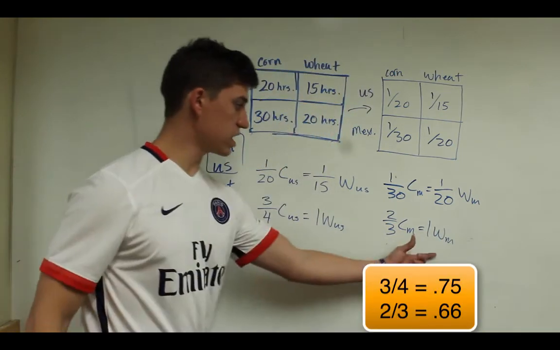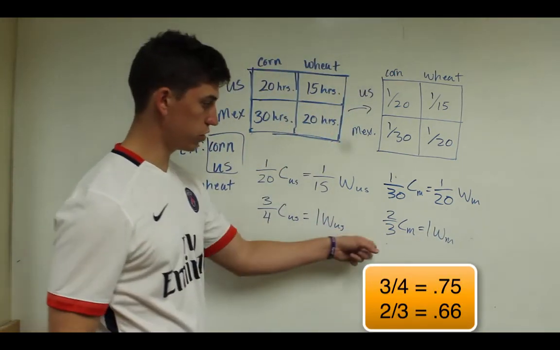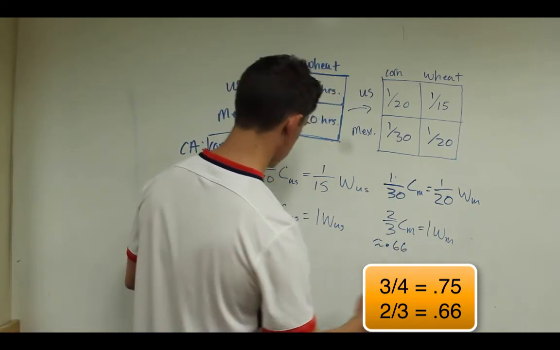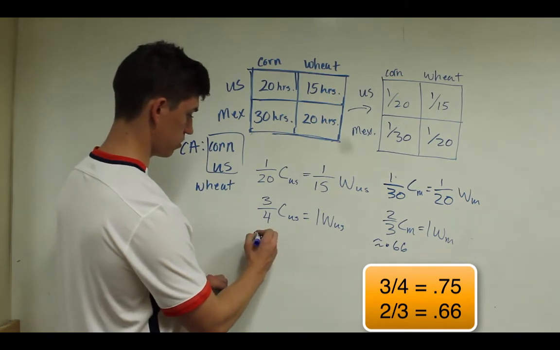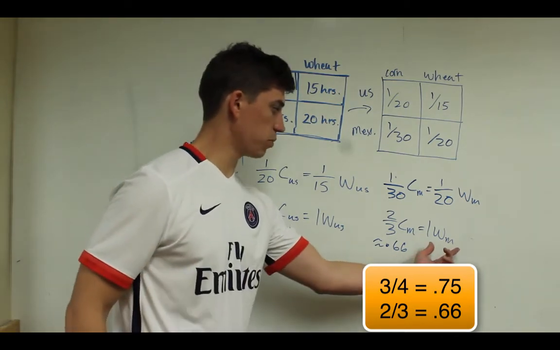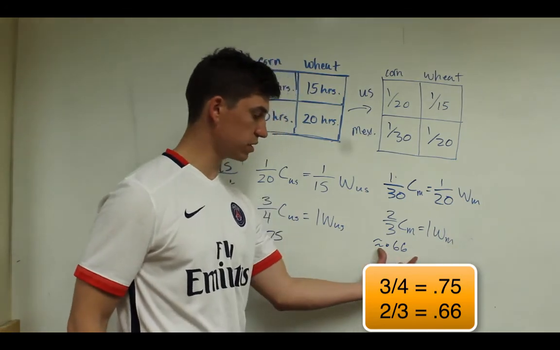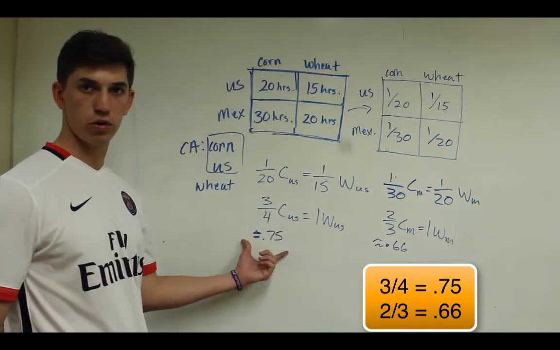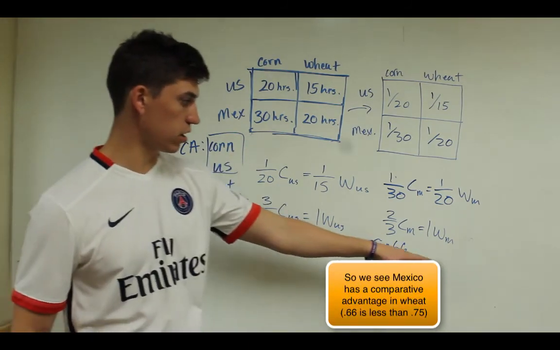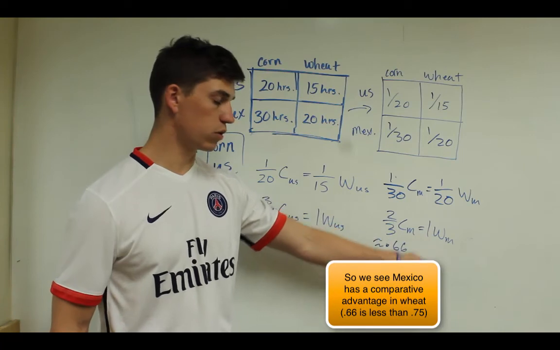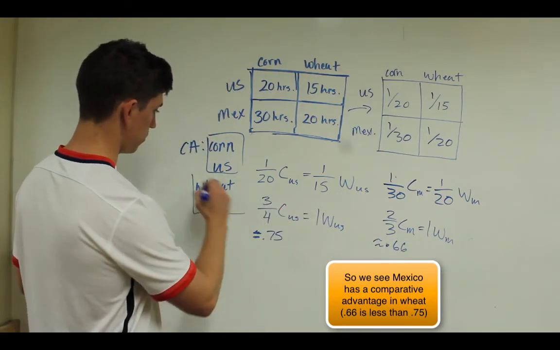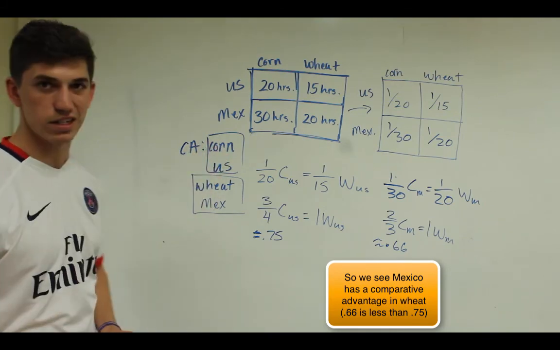And now notice we have the opposite inequality, right? 2/3 is approximately 0.66, and 3/4 is equal to 0.75. So every time that Mexico produces 1 wheat, they only give up 0.66 corn, whereas the US gives up 0.75. So we know that Mexico actually has the comparative advantage in wheat. So this is going to be Mexico, if this little description here makes any sense.